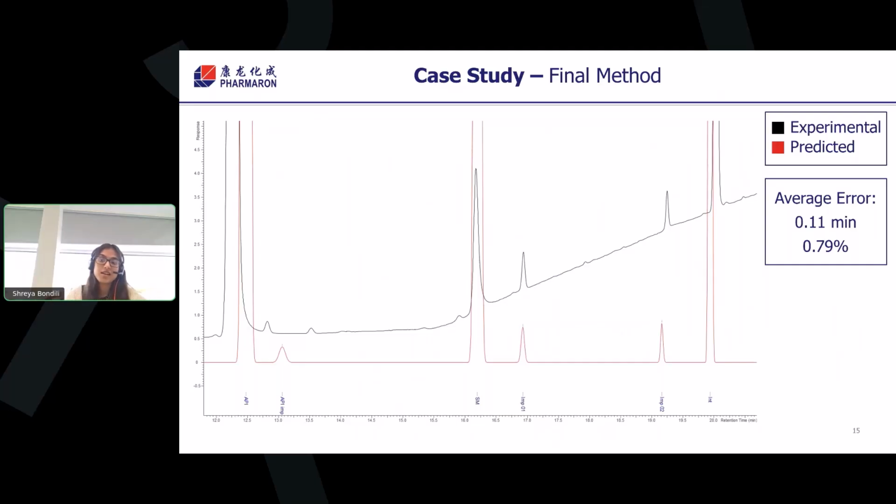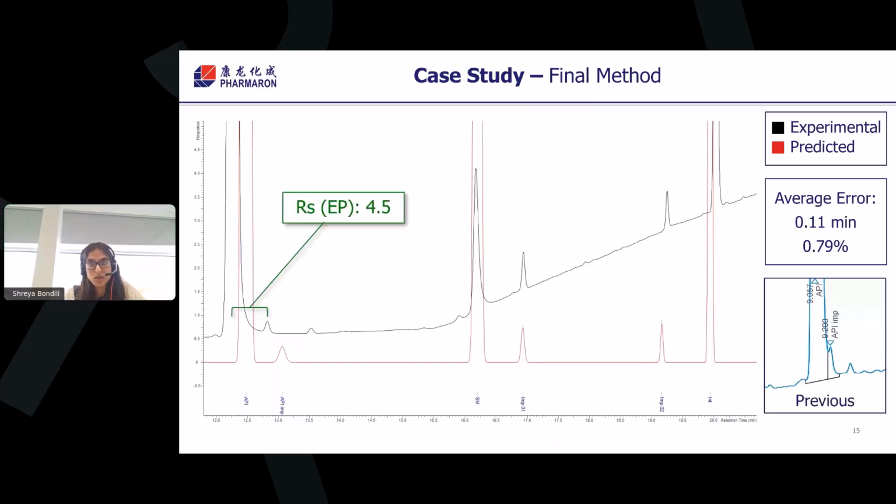So this is what our final method looked like experimentally. The experimental is in black and the predicted is in red. The prediction accuracy that we got was pretty good. We got an average error of 0.8% and an absolute error of 0.1 minute. And the resolution that we got between the API and the impurity was far better. We got a resolution of 4.5 compared to the previous 2.1. And this method has now been validated and it's being used as a stability indicating method.